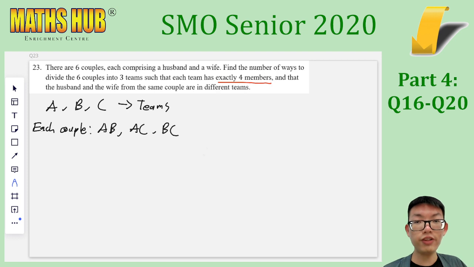So it's not too difficult to tell that the only way this happens is 2 couples split themselves into A and B, 2 couples split themselves into A and C, and 2 couples split themselves into B and C. Once that happens, we essentially guarantee that all the conditions are met. Now, let's go and count how many ways there are to do this.